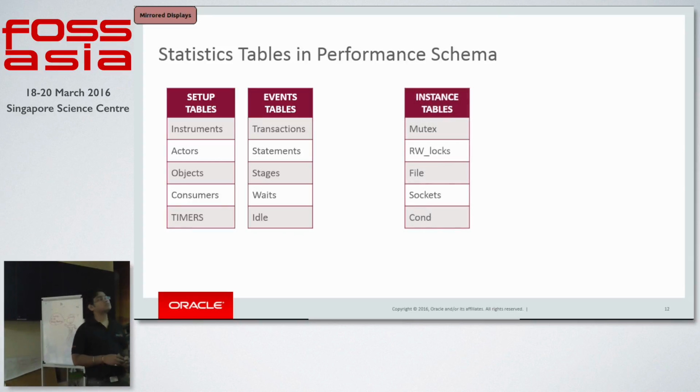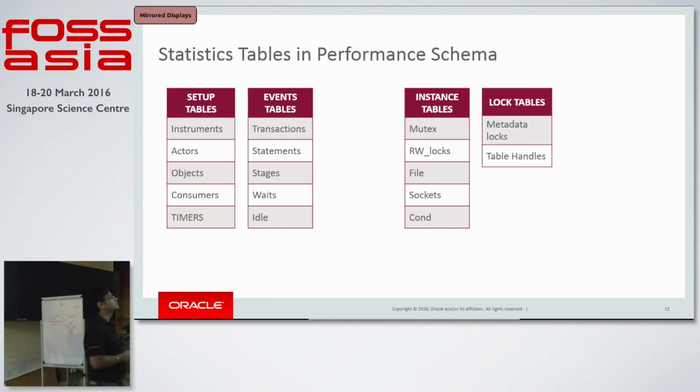Then we have the instances table. We have a lot of mutexes and a lot of read-write locks in performance schema, in the MySQL server, and files, different sockets, conditions. We monitor all those activities and keep the instances of all those mutexes and read-write locks.